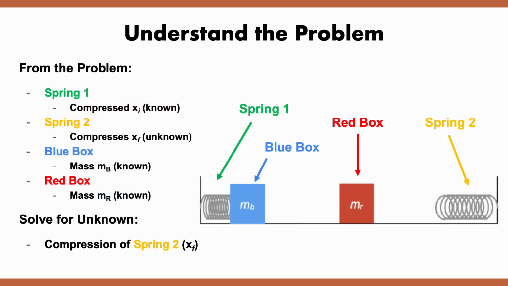We deconstructed the diagram to better understand it and what we know. We know that spring 1 was compressed, and we know its initial position. We know that spring 2 was compressed as well, but we are solving for the final compression. We know the mass of the blue box and the mass of the red box. The unknown we need to solve for is the compression of spring 2, which is going to be that final distance.